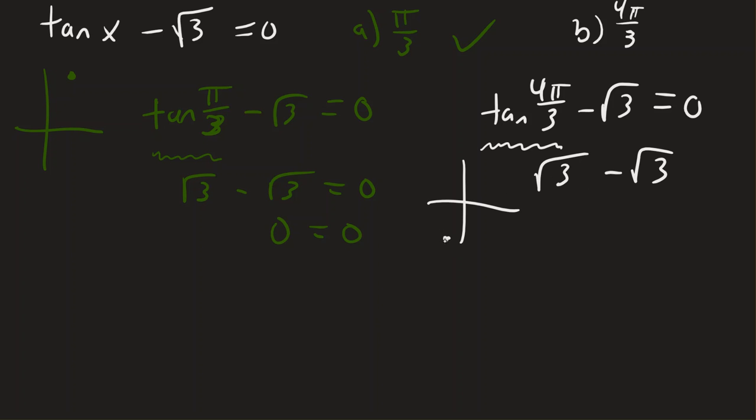In this quadrant, sine and cosine are negative, so negative divided by negative becomes positive. Also tangent is positive here. I almost said negative, but square root of 3 minus the square root of 3, of course, is 0. So it looks like 4 pi over 3 is also a solution.